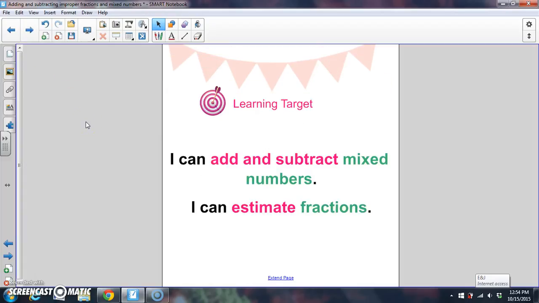Today we're going to add and subtract mixed numbers and estimate with fractions. Write this down in your learning target in your notebook.